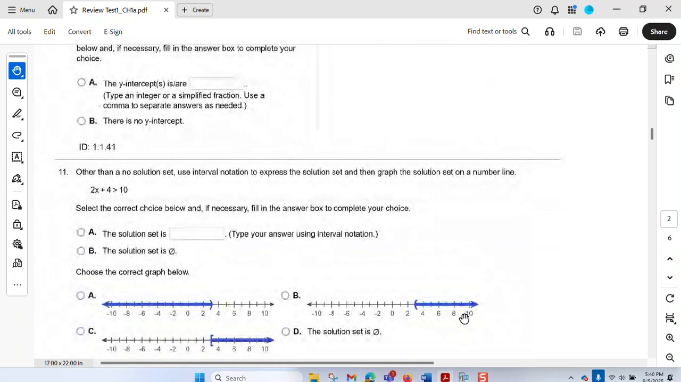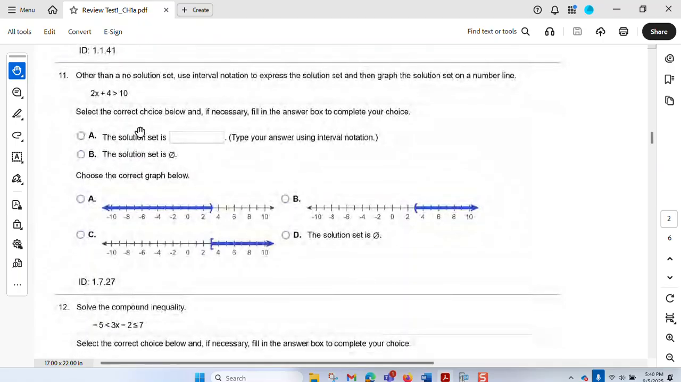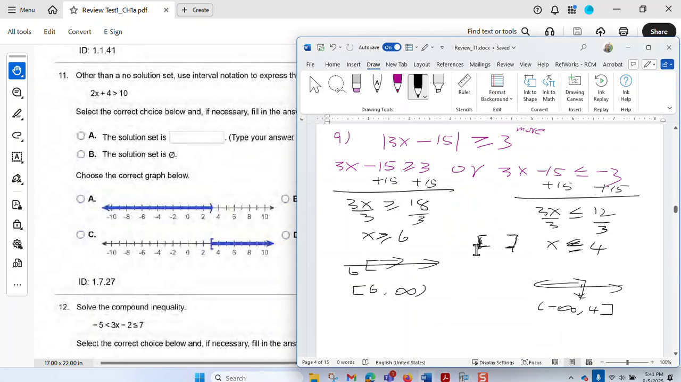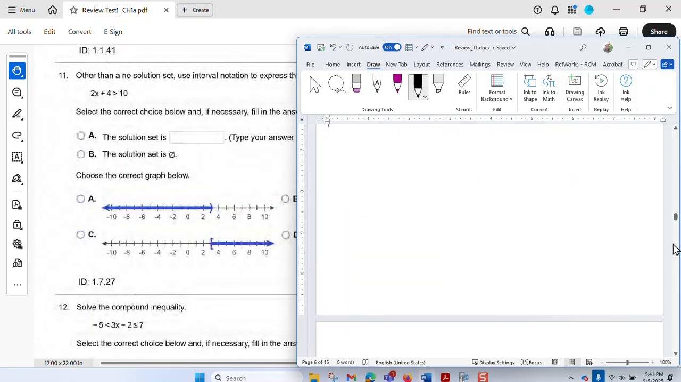Okay, number 11 here is just solving this inequality, okay? So how do I solve this inequality for number 11? We have a 2x plus 4 greater than 10, right? We just isolate the 2x first, so we get rid of 4, right? We minus 4 on both sides, and then we're gonna have 2x is greater than 6, and then we divide it by 2 on both sides, right? So x will be greater than 3.